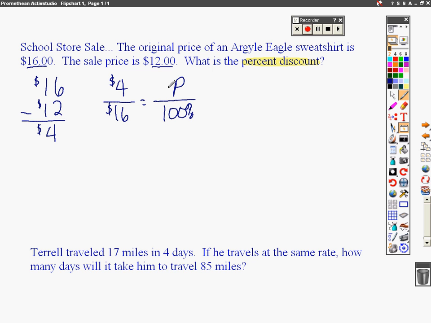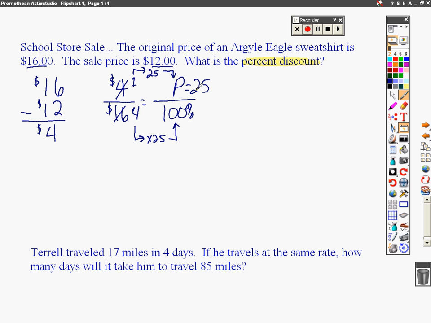The greatest common factor is 4, so we divide the numerator by 4, we get 1, and the denominator by 4, we get 4. Then, if we use the equivalent fraction strategy, 4 times 25 is 100. So we multiply the numerator by the same number, 25, and we get 25. So the percent discount is 25%.